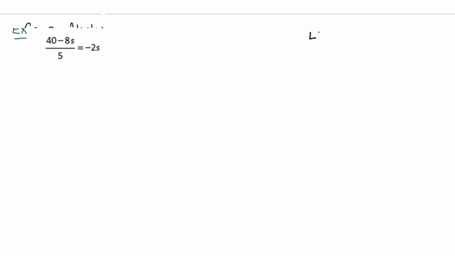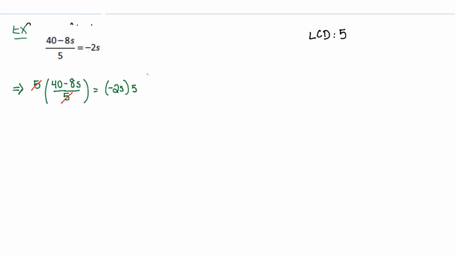So if I look at the LCD for this equation, it's only 5. That's the only denominator that actually occurs there. So I'm going to multiply both sides by 5. And on the left-hand side, you can see that 5 over 5 cancels nicely. On the right-hand side, I'll just multiply that negative 2s times 5.